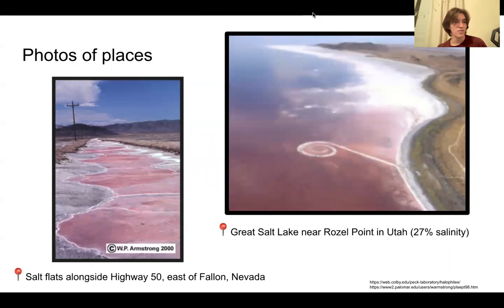Some halophilic cells are photosynthetic and will turn a pinkish color. Examples of this in nature are in Nevada and Utah, where halophiles have been able to grow in abundance in high salinity environments. Many halophiles need environments far saltier than most ocean saltwater.